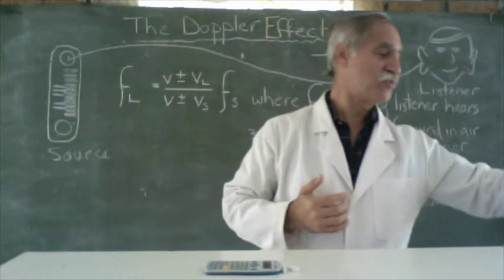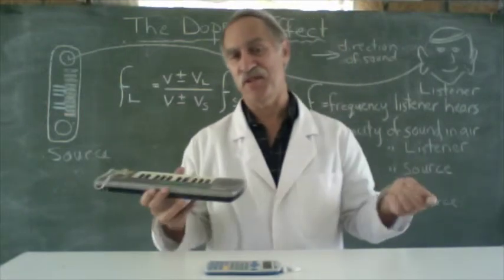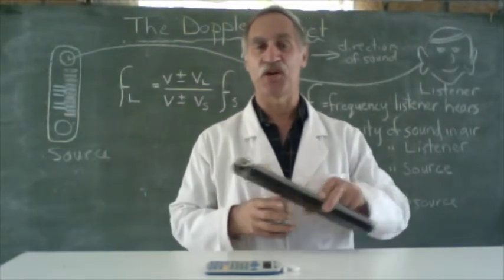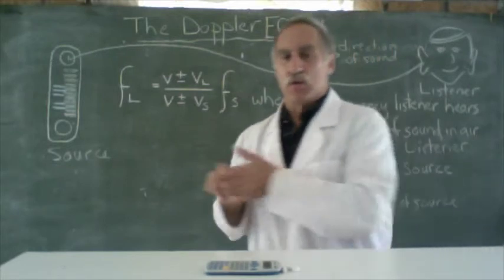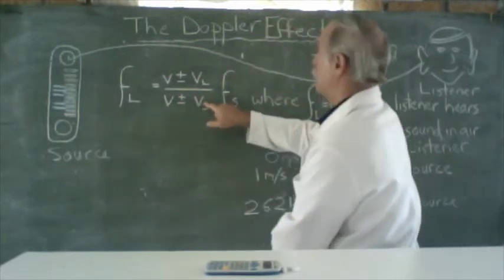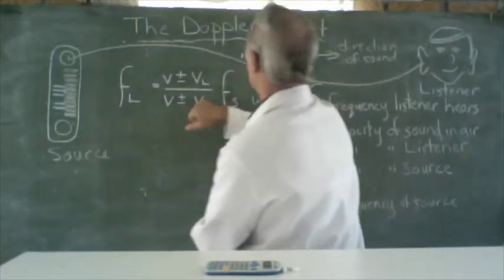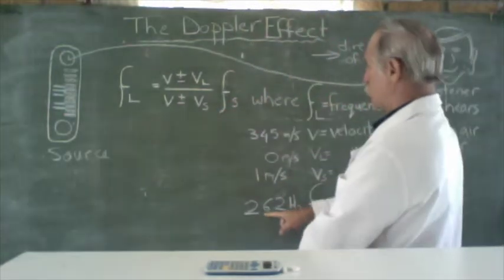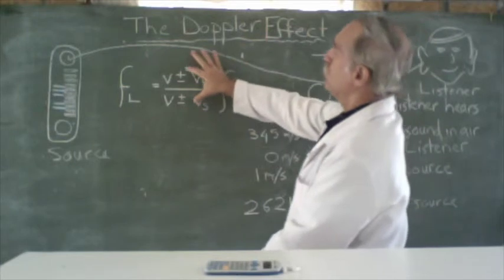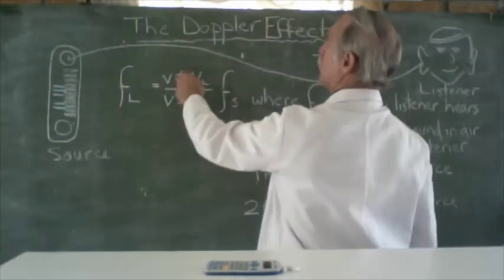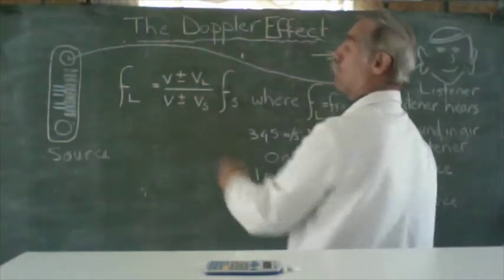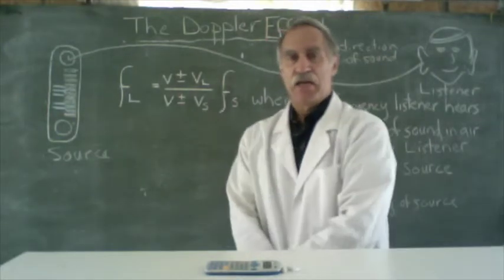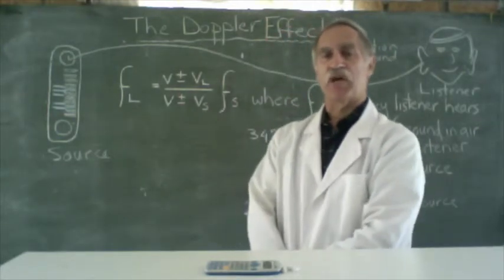Now, different notes will produce different frequencies or tones. So we're going to find that the frequency of the source is 262. So now we've got to plug it into this equation. The only difficult part is the plus or minus. The equation leaves it up to us.